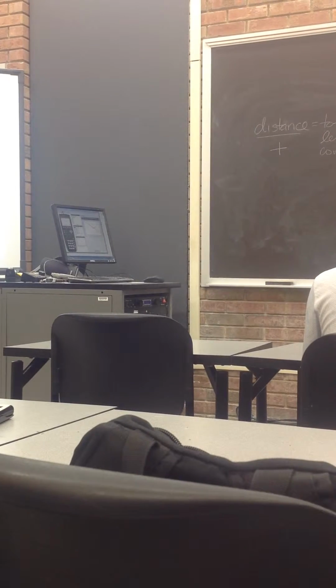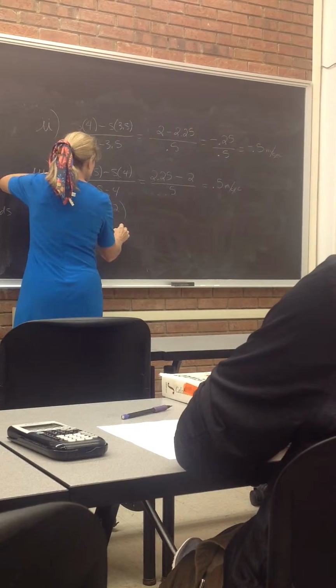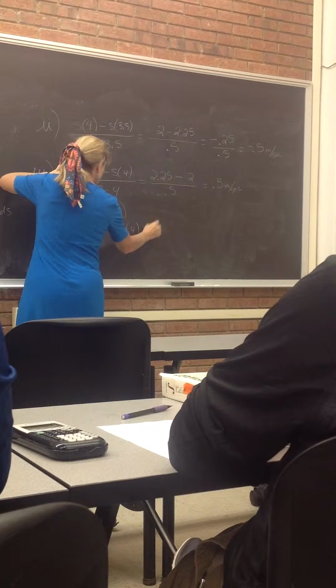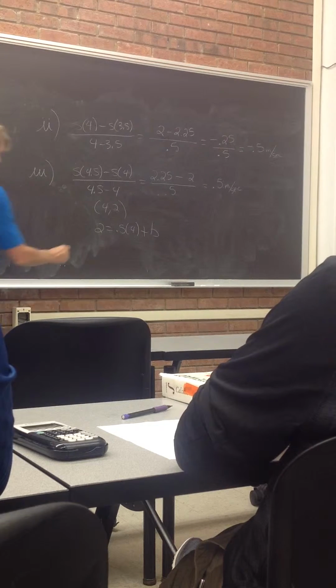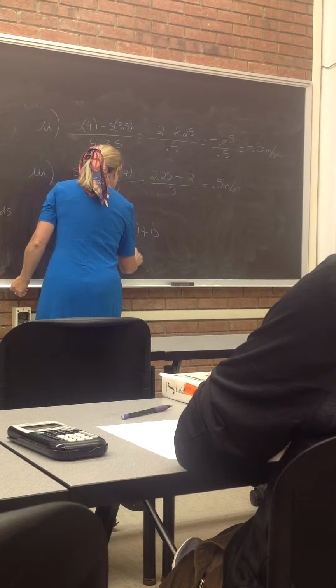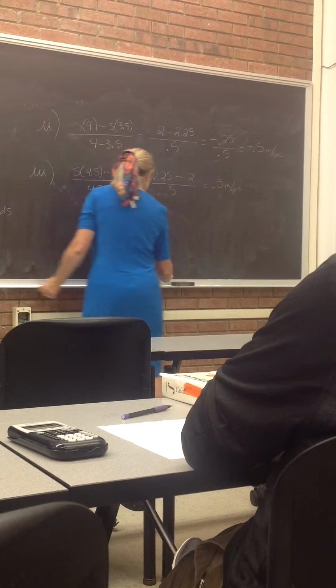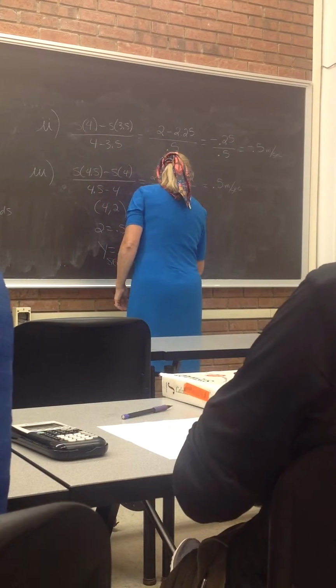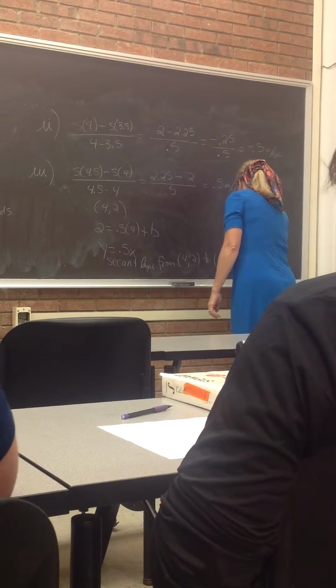And then the other line, the 4 to 4.5. We know that it still goes through the point 4, 2, so y is 2 when x is 4. So b would be 0, right? Because half of 4 is 2. So y equals 0.5x is the secant line from the point 4, 2 to 4.5, 2.25.